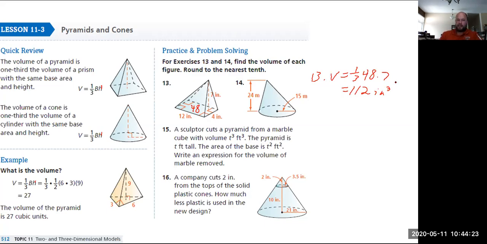All right, on number 14, we have ourselves a cone. Yes, it's an oblique cone, just like it was an oblique pyramid. It doesn't matter. It's still the same idea. Again, whether it's a right cone, an oblique cone, a right pyramid, or an oblique pyramid, it's still the same equation every single time. So this time, again, for a cone, our base is a circle.